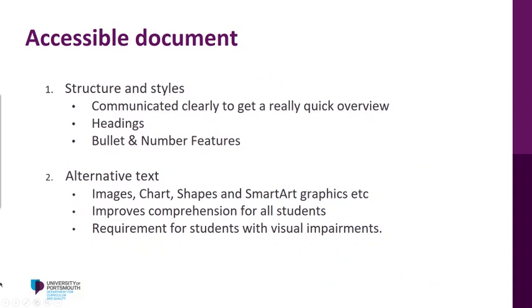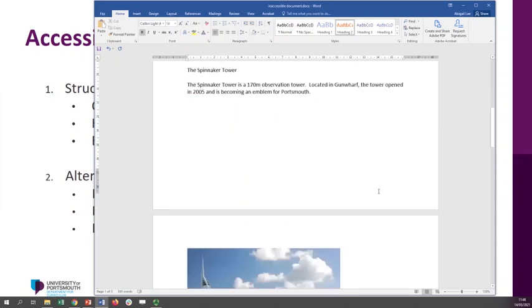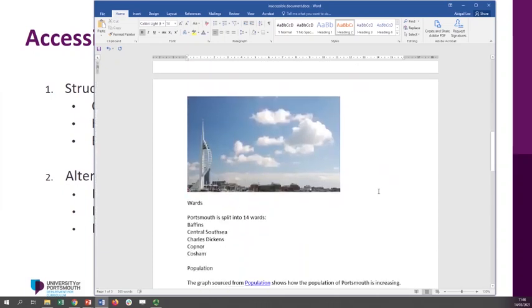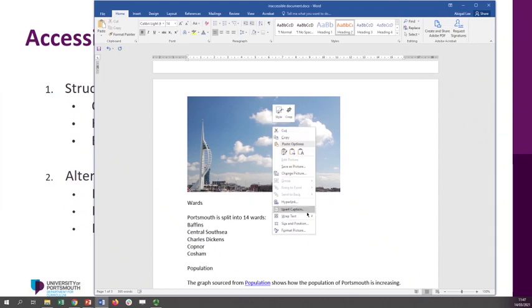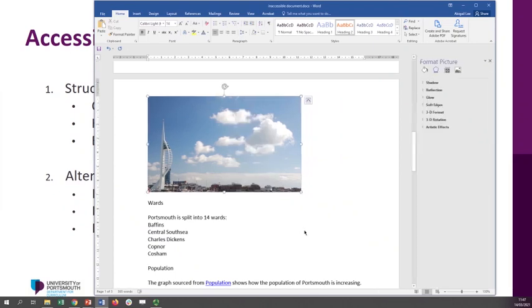Let's look at an example. So here we have an image. So how do we put the alt text information in there? What you need to do is select the image and right click, go to Format Picture, and under Layout and Properties, click on Alt Text and put in a title.